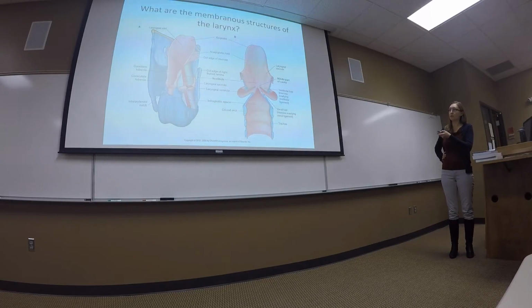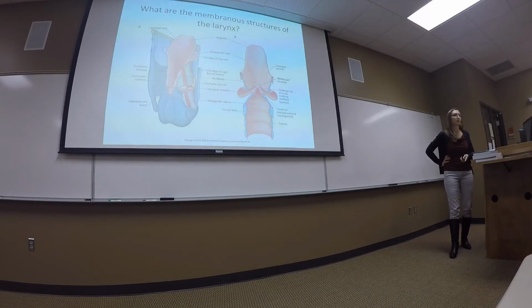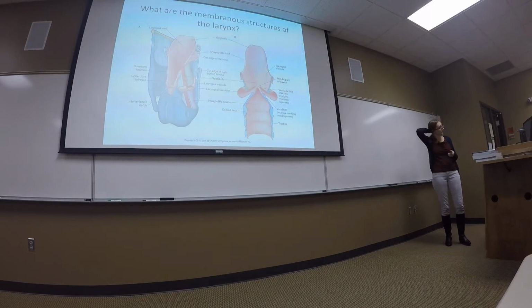So here is the vocal fold, the mucosa overlying the vocal ligament. That's the true vocal cord. And then the vestibular fold would be the false vocal cord. Sometimes those are referred to that way. Then, of course, there's the lay term, the voice box.